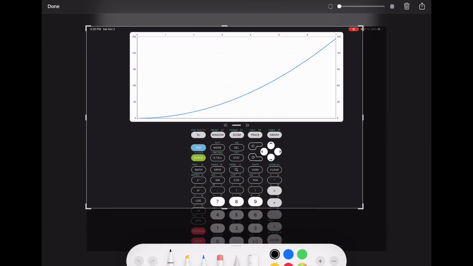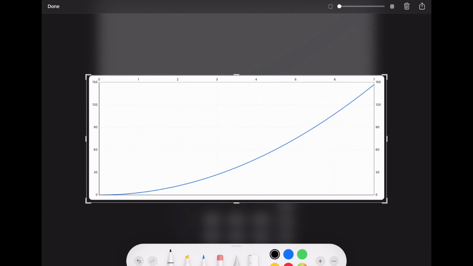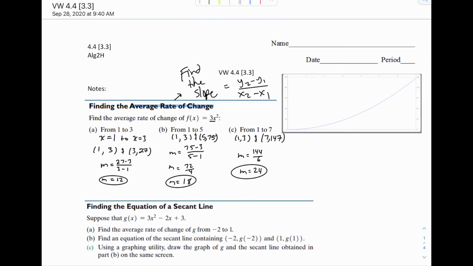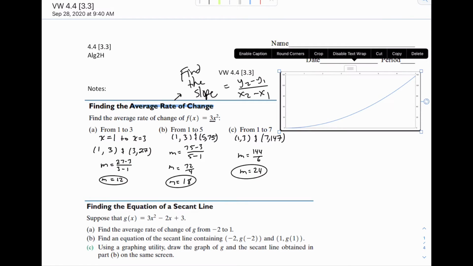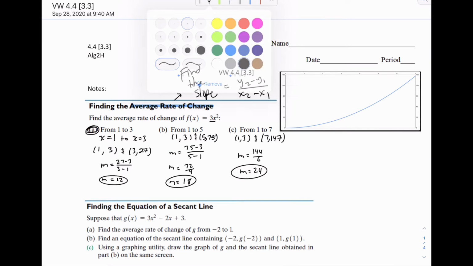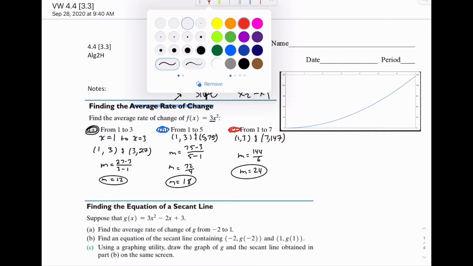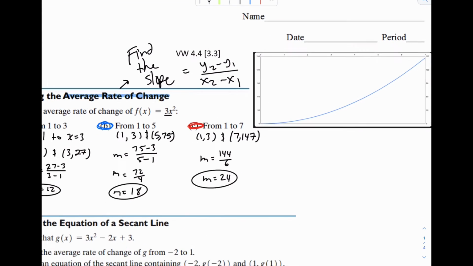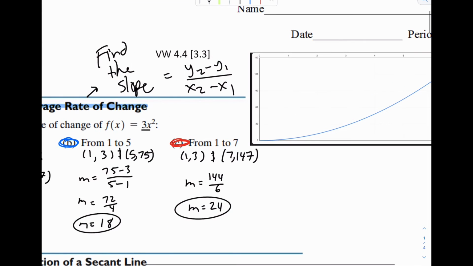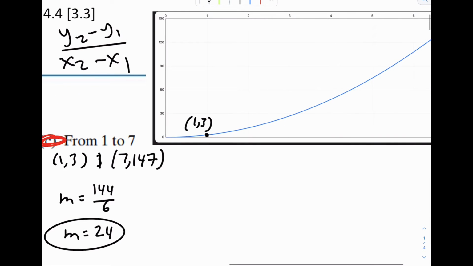And I'm going to copy this over to our Notability document. So there's our graph right there. And I'm going to show you what we were doing. So I'll make this one black, I'll make this one blue, and I'll make this one red. So 1, 3, that's right here. 1 comma 3. And the first one was 3, 27. So looking at our graph, that's right here.